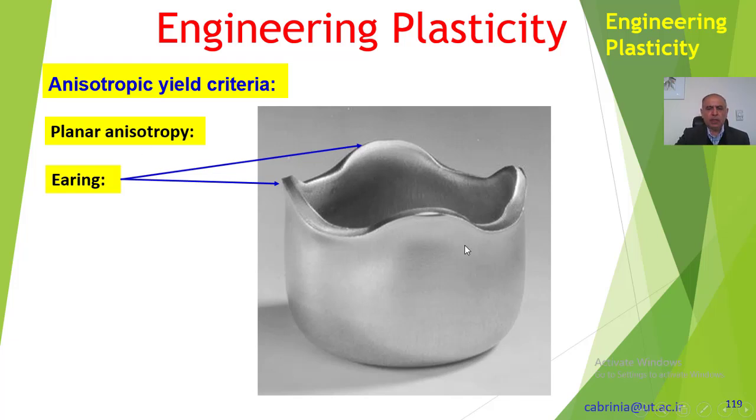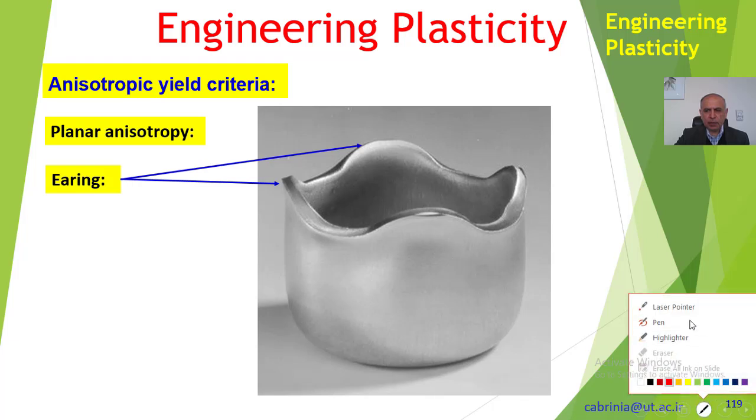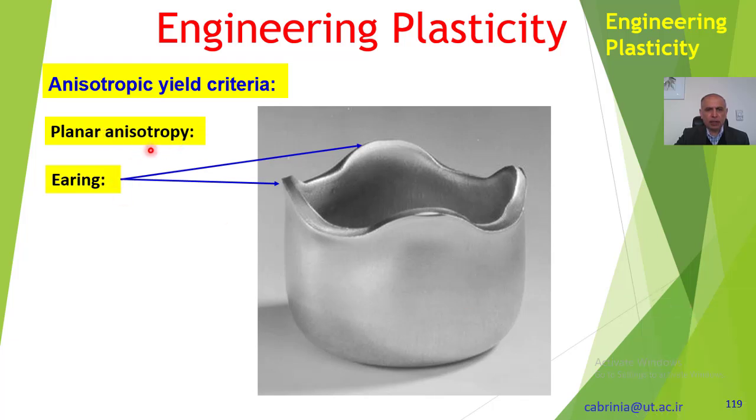In other words, if the material properties in the plane of the rolling were the same, this wouldn't happen. This happens because of the planar anisotropy, and it's called earring because it's like an ear. The shape of the geometry is like the shape of an ear.